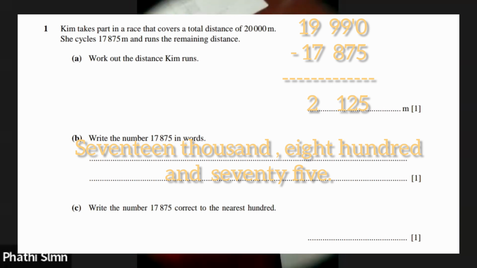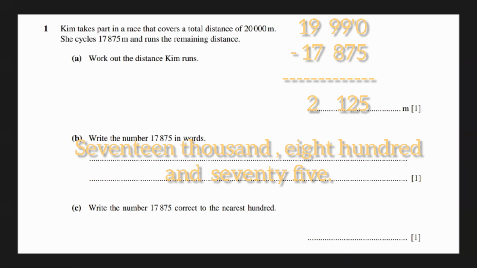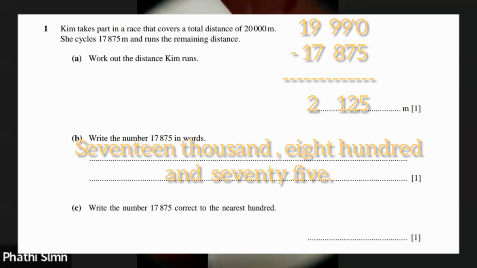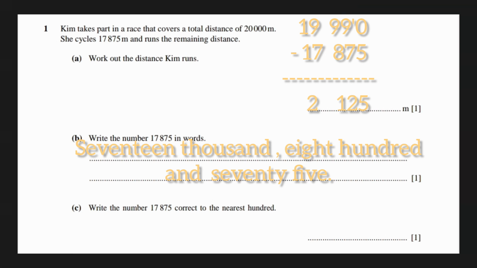So it's 17,875. Okay, let's go to the next question. The next question says write the number 17,875 correct to the nearest 100.